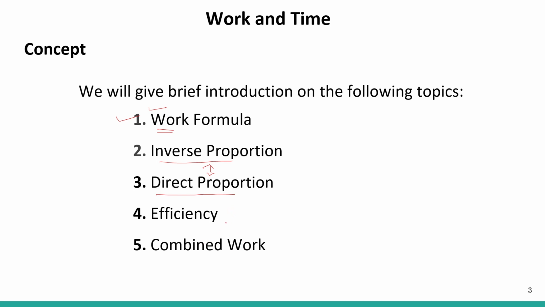Work formula is nothing but the relation between the amount of work done in a specific time. Inverse proportion is the relation between work and time, and how they are involved. Direct proportion is a specific kind of relation between two elements in work and time. We'll see it in detail. And efficiency is how much you can do in a specific amount of work without wasting any time.